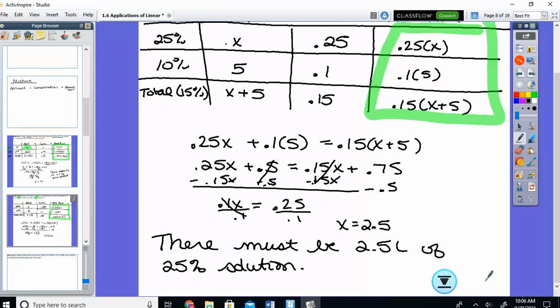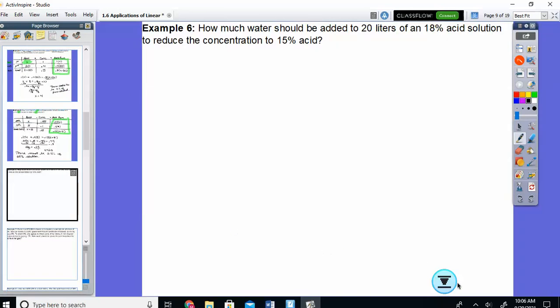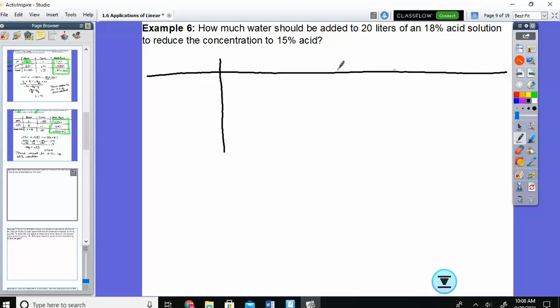You guys ready to try one on your own? This is your problem. Which things are you mixing together?